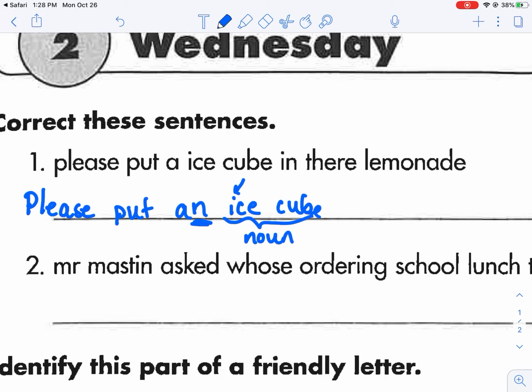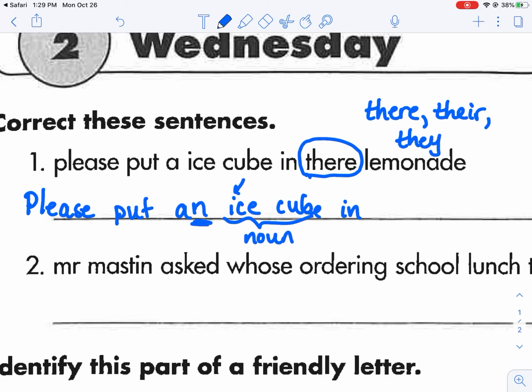Please put an ice cube in, and this word sounds good, but it's the wrong usage of there. We have three choices: there, their, and they're. Well, in this sentence, I'm telling you this one is wrong, so it's not that one. So it could either be the possessive pronoun their or the contraction they are. Well, we do not want to say, please put an ice cube in they are lemonade. So that is wrong. And we need to use their. Possessive pronoun. Also, a noun comes after that word.